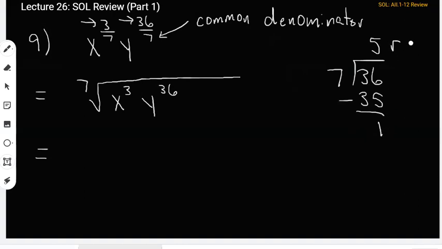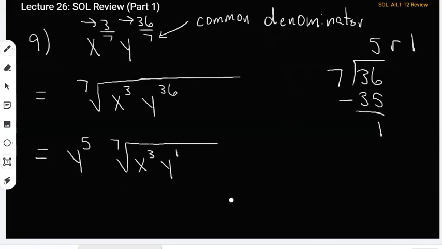So that's going to become my remainder at the top. So that means I can take out 5 of the y's. So I can take out y to the 5th power. But on the inside of the 7th root, I'm still going to have that remainder 1 left on the inside. So not only am I going to have x cubed on the inside, I'm also going to have 1y.